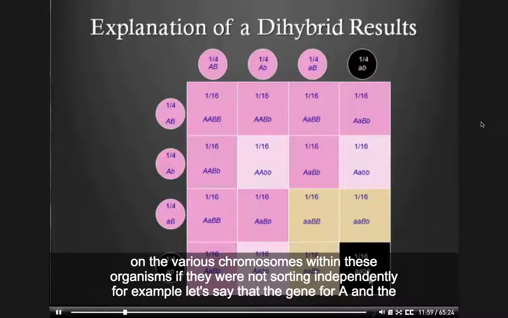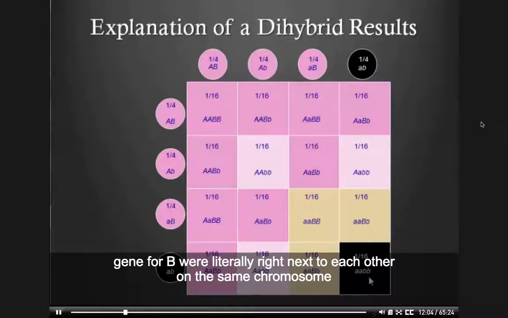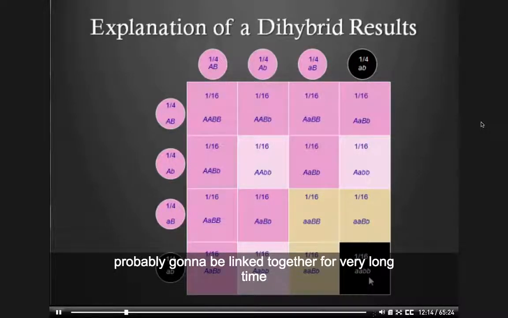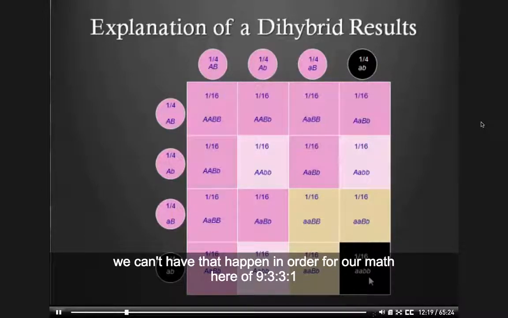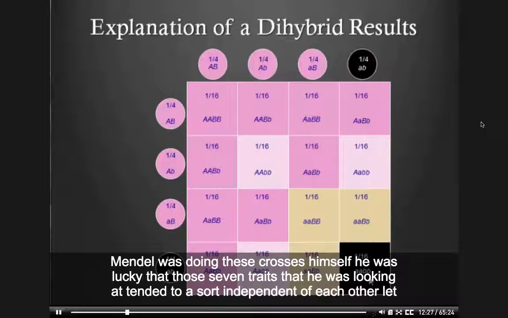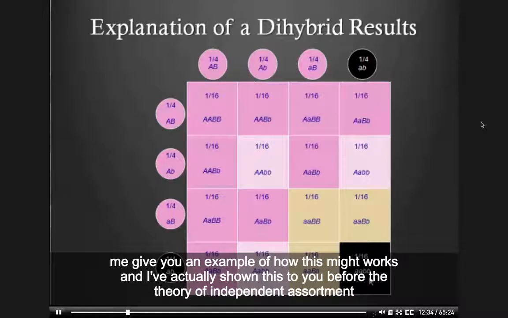If they were not sorting independently, for example, let's say that the gene for A and the gene for B were literally right next to each other on the same chromosome, the likelihood that crossing over is going to occur and separate those two is very low. Those two are probably going to be linked together for a very long time. We can't have that happen in order for our math here of 9:3:3:1 to work out properly. So, when Mendel was doing these crosses himself, he was lucky that those 7 traits that he was looking at tended to assort independent of each other.